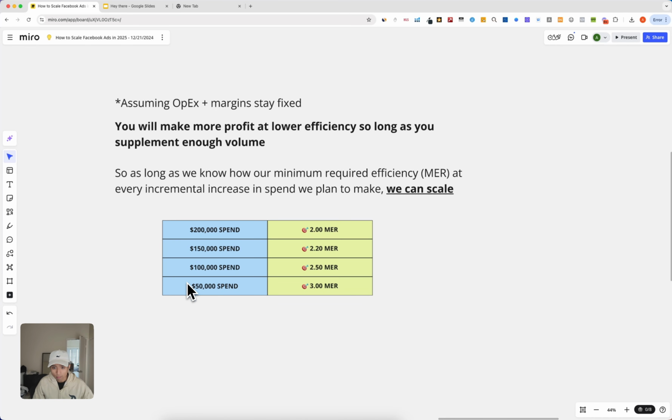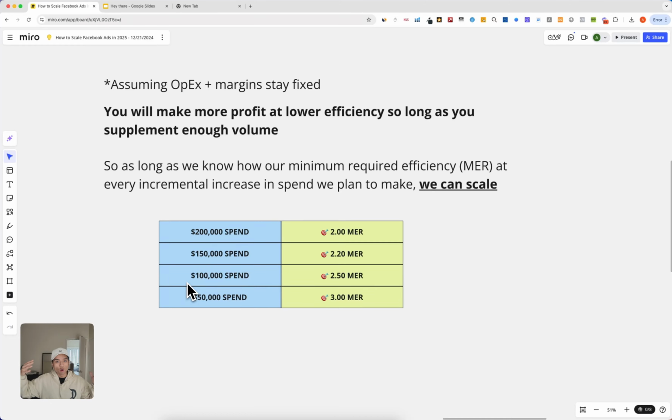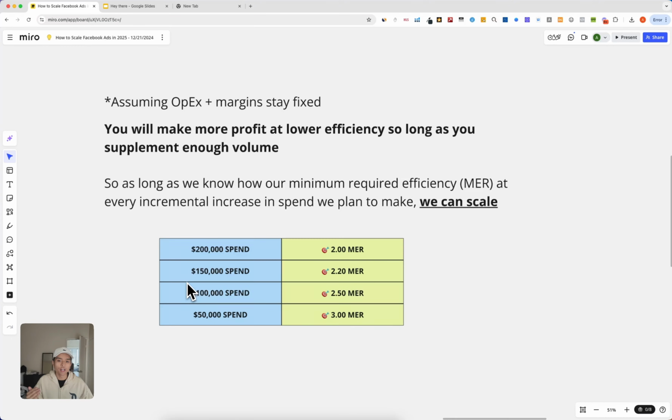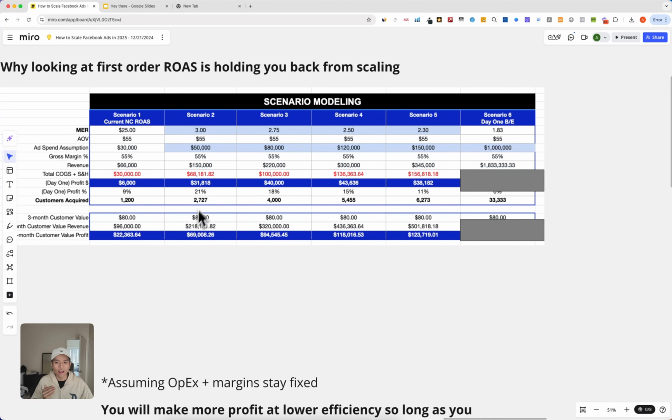Okay. So what you need to do now is, if you want to unlock scale, you need to understand at every incremental level of spend, what your MER, what your new customer CPA, what your metrics across the entire business need to be to justify that increase in spend so that you are making more profit. Ideally, you are setting targets in your ad account at every incremental level of spend that adjust to make sure you're getting an increase in day one profit.